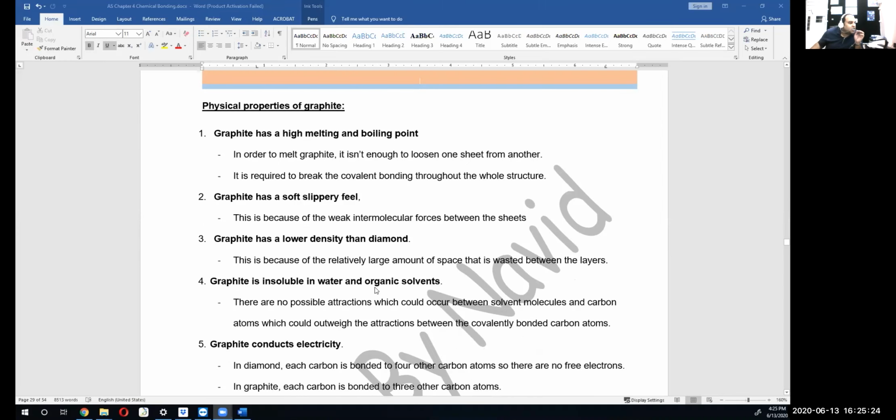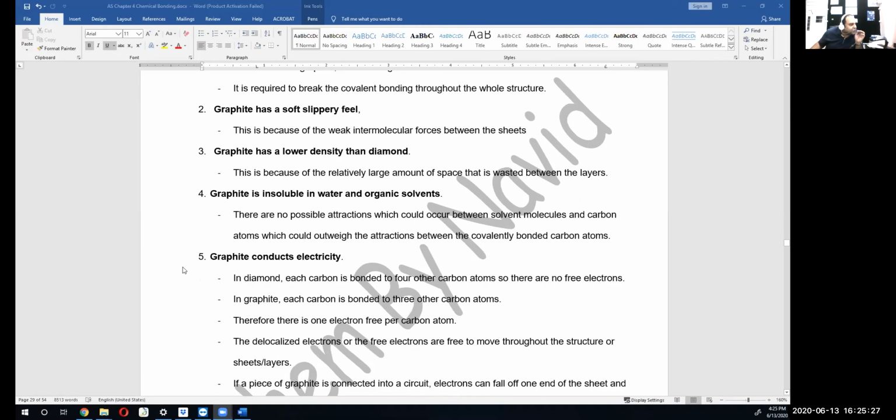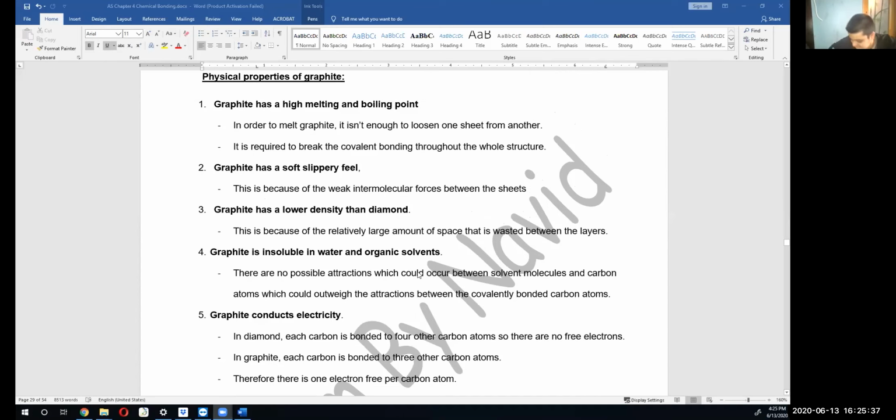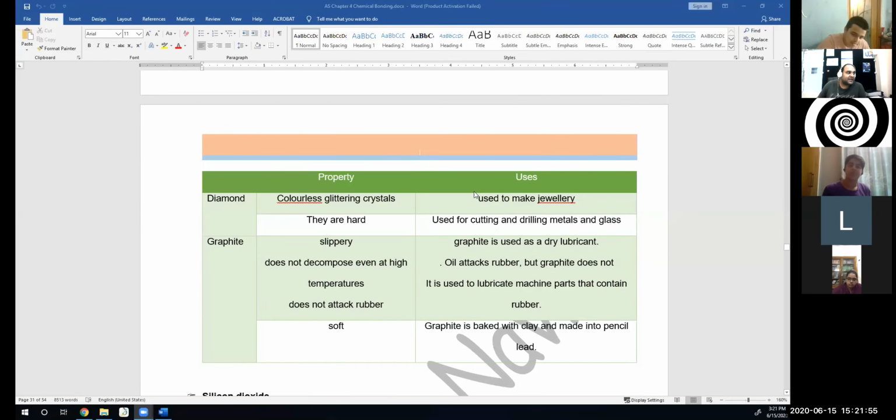Graphite is again insoluble in water. Graphite conducts electricity because it has free delocalized electrons, which help to conduct electricity. Okay. Differences between diamond and graphite.